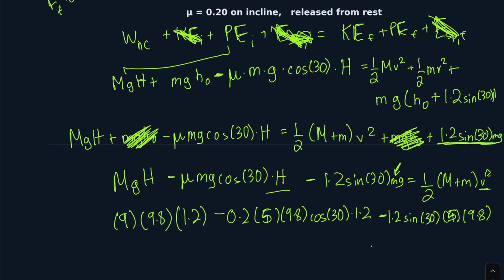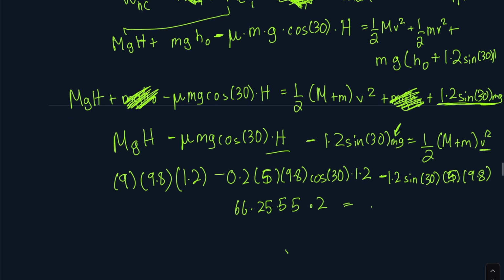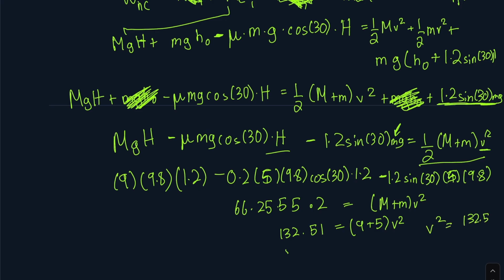Then what are you going to do with that 66.2555? You're going to multiply it by 2, right? Because we need to isolate this term here, which is going to become big M plus m v squared. So if I multiply that by 2, I should get 132.51 is equal to 9 plus 5 times v squared, right? So v squared is equal to 132.51 divided by 14.